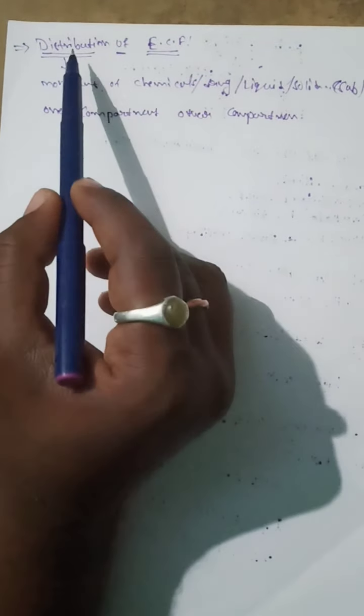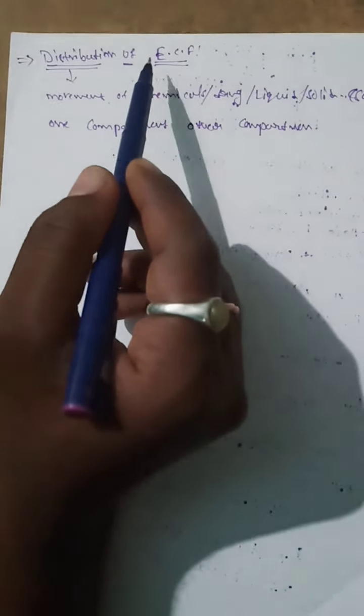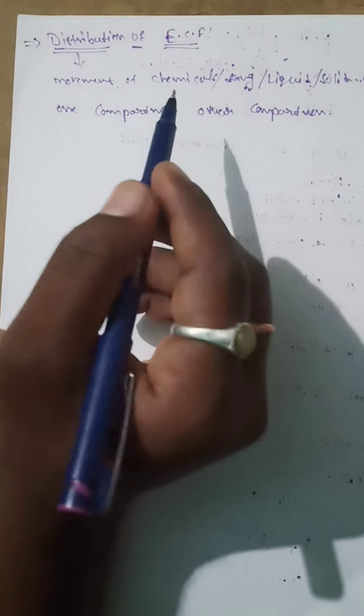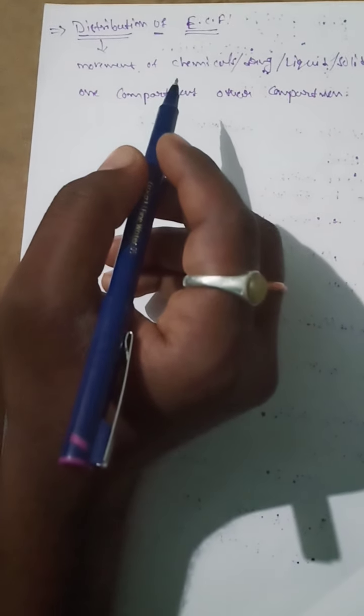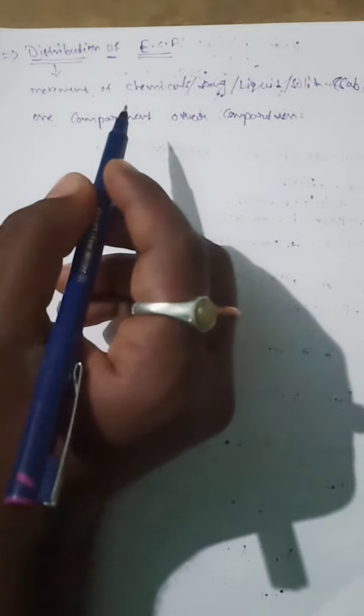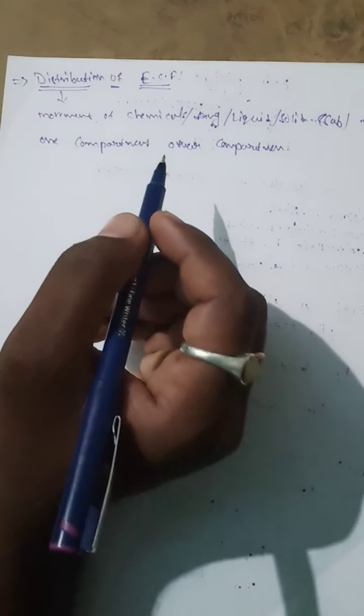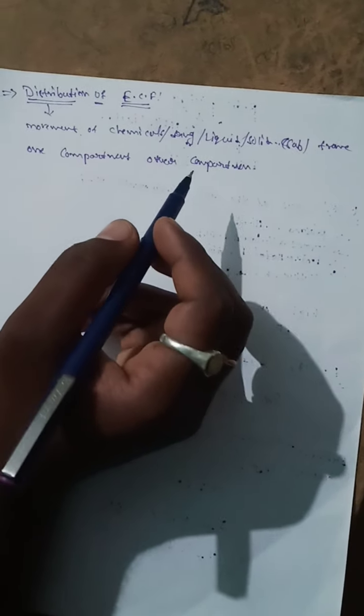So what is our topic? Distribution of extracellular fluid. In the distribution of extracellular fluid, we mean only extracellular fluid, how it is distributed from one compartment to another compartment. For example, it depends upon the sodium molecule, the potassium molecule, the electrolytes. The extracellular fluid moves from one compartment to another compartment depending upon the body fluids and electrolytes. An example of body fluid is water.